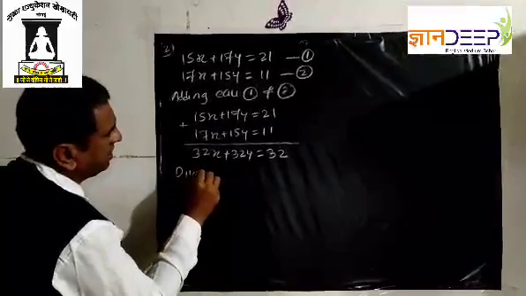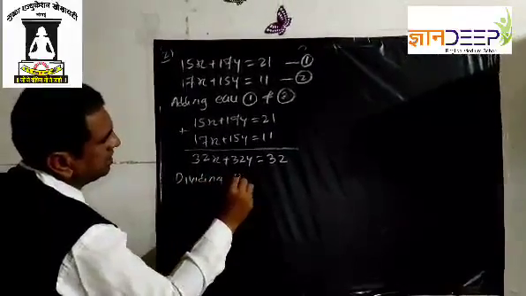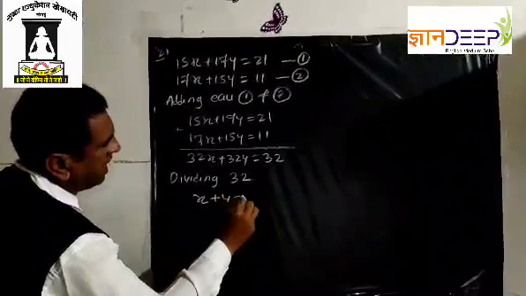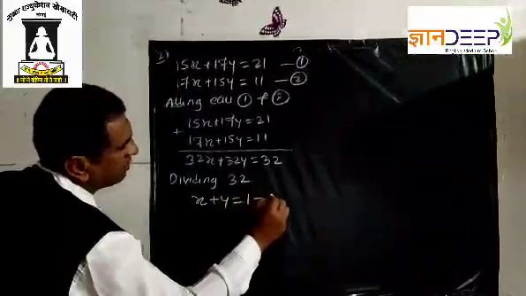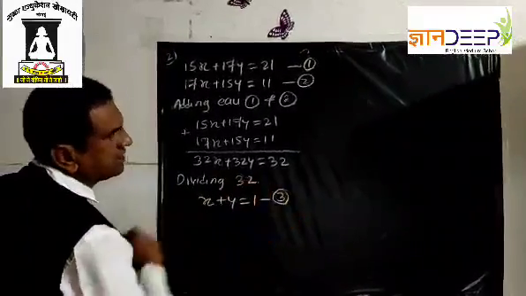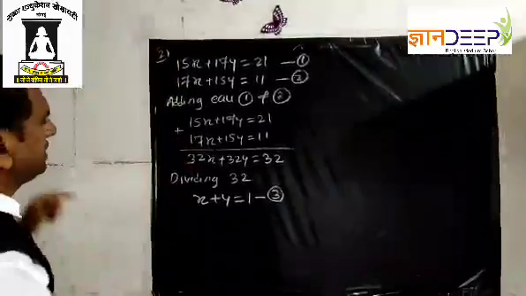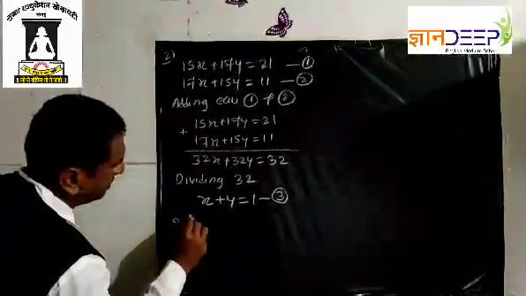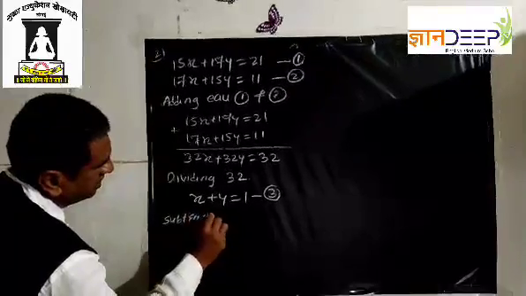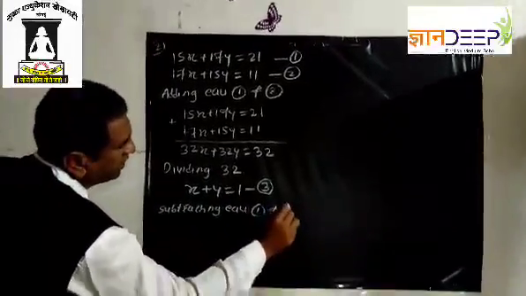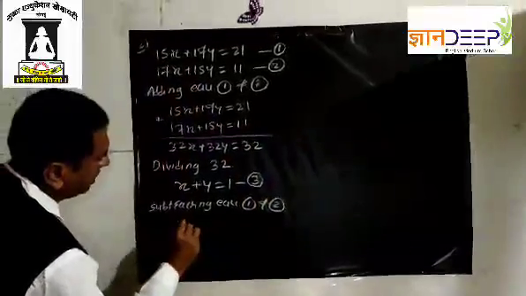Therefore, dividing by 32, what comes here? x plus y is equal to 1. Suppose this is equation number 3. I told you first do the addition and then do the subtraction. So now subtracting equations 1 and 2, then do the subtraction.